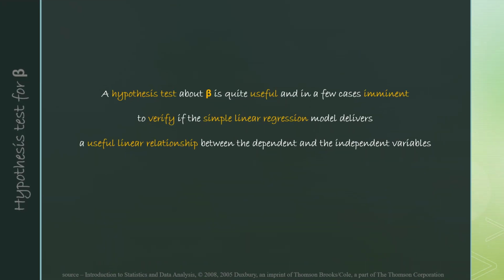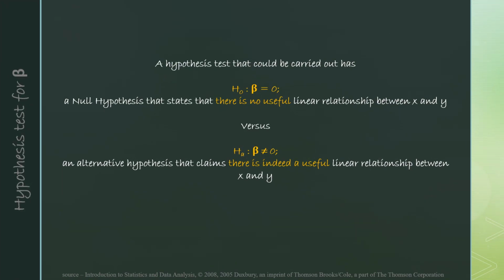Hypothesis test for beta. Often a hypothesis test about beta is quite useful and in a few cases imminent to verify if the simple linear regression model delivers a useful linear relationship between the dependent and the independent variables, especially when the scatter plot and R-square values are not convincing enough. A hypothesis test that could be carried out has a null hypothesis H0: beta equals 0, which states that there is no useful linear relationship between x and y, versus an alternative hypothesis HA: beta not equal to 0, which claims there is indeed a useful linear relationship between x and y. This hypothesis test is called the model utility test. This test verifies the utility of the simple linear regression model.